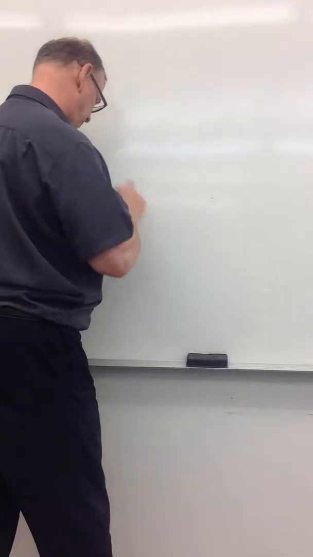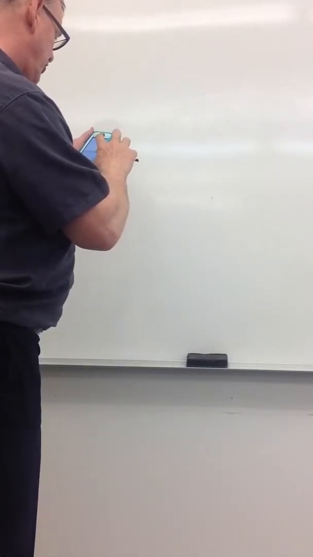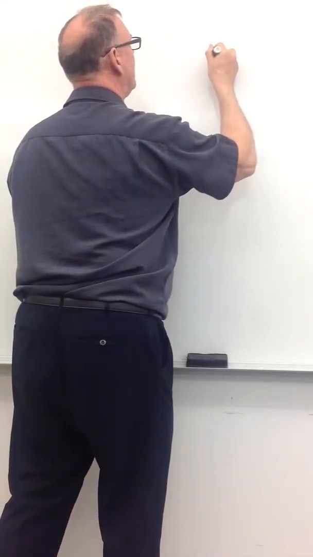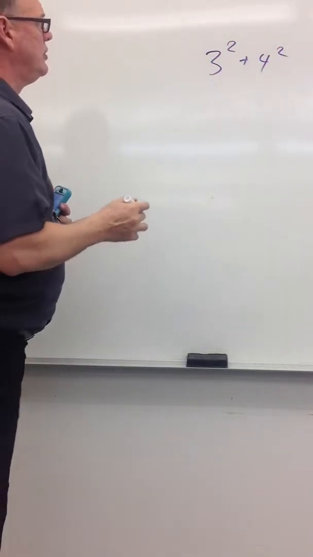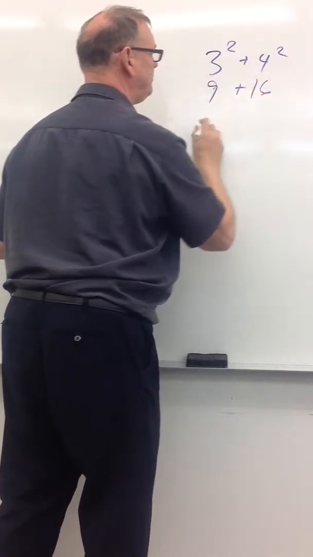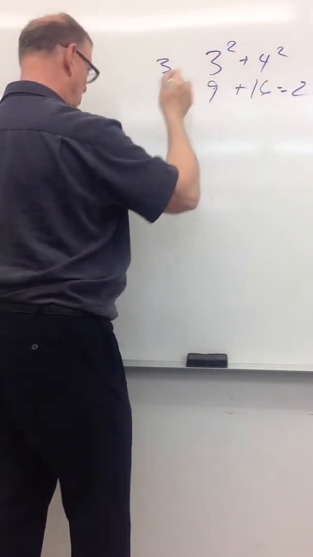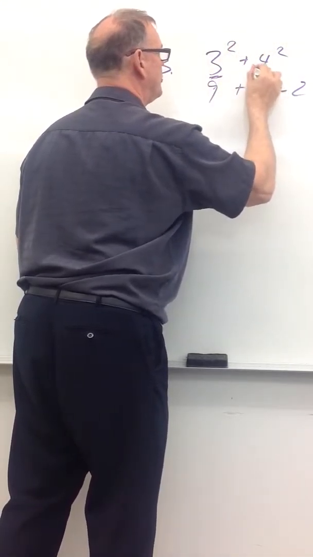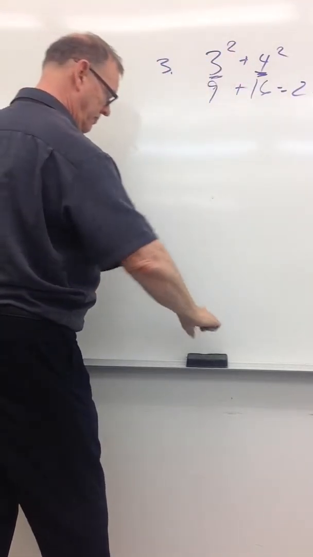Number 3. What is the sum of 3 squared plus 4 squared? Well, with BEDMAS, we square the numbers first. 3 squared is 9, 4 squared is 16. 9 plus 16 is 25. Number 3, what is the sum of 2 squared numbers? We square first because of BEDMAS. Exponents come before addition. Okay?